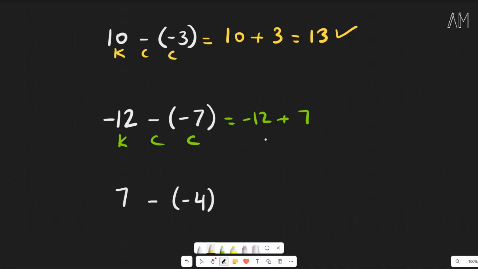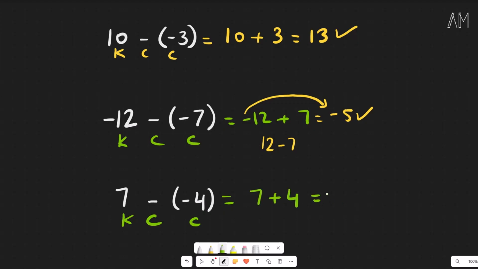Here we have different signs, so I will subtract. The answer will be 5, and the greater number here in this case is 12, so I will take its sign to the answer, and the final answer is negative 5. And finally, here, after applying keep, change, change, I will get 7 plus positive 4, which is simply equal to 11. Let's take the final example.